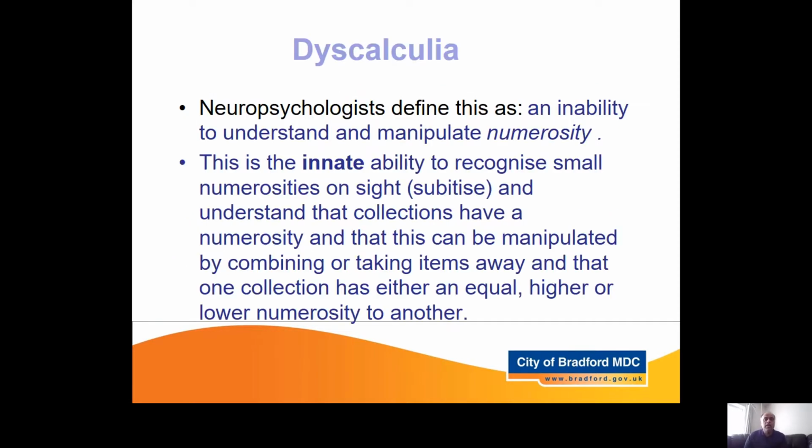One of the first ones we'll look at is the neuropsychologist definition, and that talks about an innate ability to recognize numerosities. Now, it's very useful for neuropsychologists to work in this way because they're thinking of brain functionality and brain plasticity in terms of dealing with impairments in the brain. But it's far more difficult for somebody to apply that in a more educational setting. So we will look at other definitions as well.